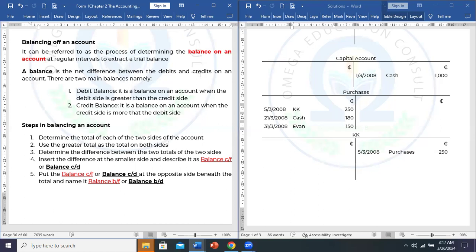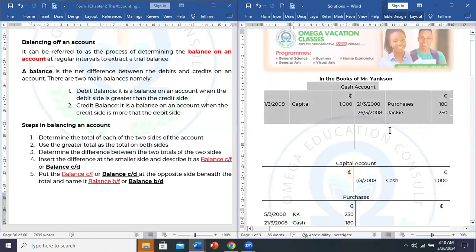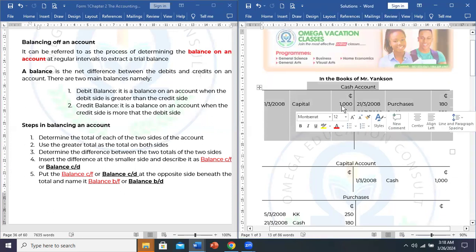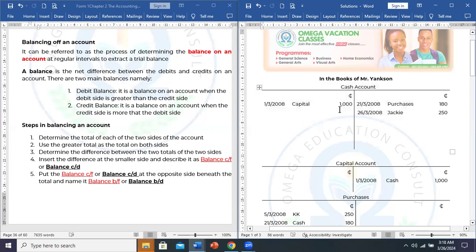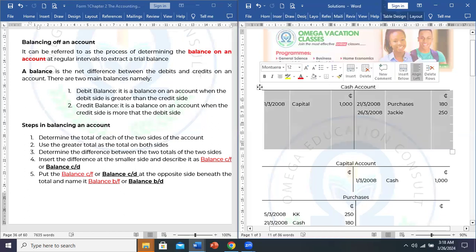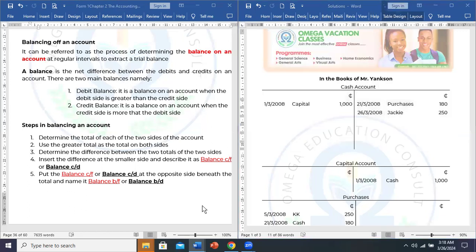Since we have some accounts on the screen, let's focus on the cash account. When the debit side is greater than the credit side, then this account has a debit balance. The opposite is for a credit balance: a credit balance means that the credit side is greater than the debit side. Can we do some examples here? Please, within 1 minute, or even 30 seconds, compare the two sides of this cash account and tell me, would it have a debit balance or a credit balance?